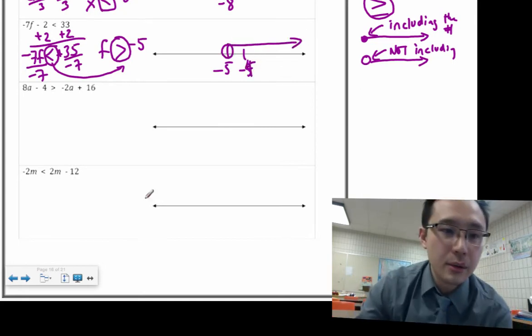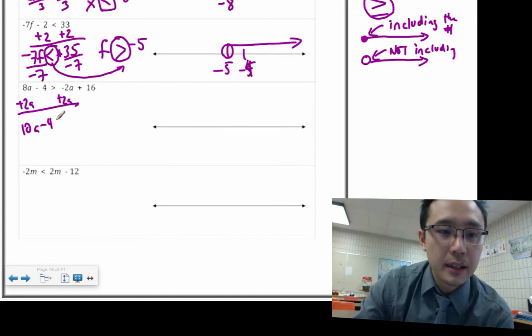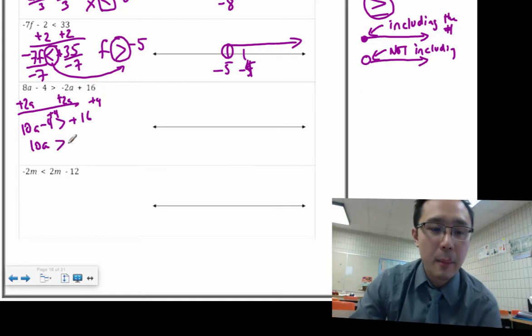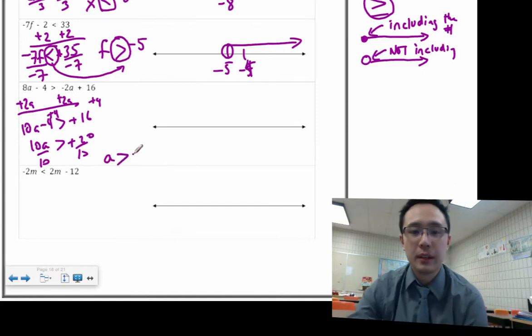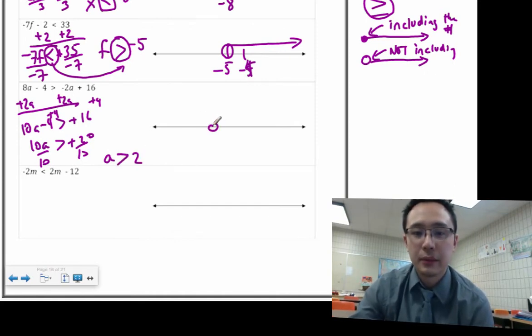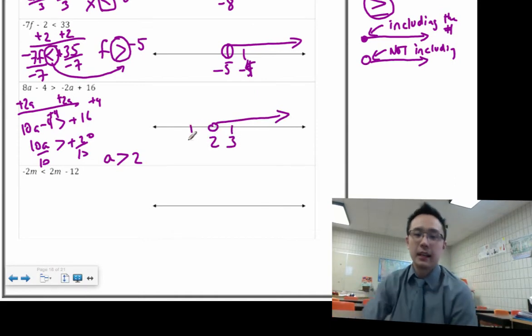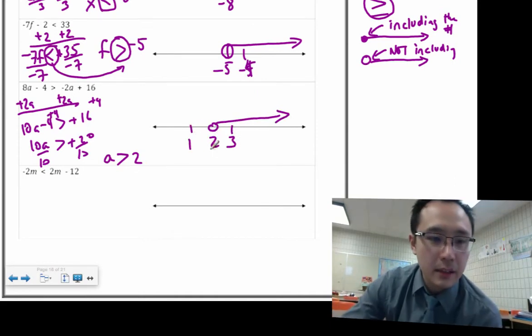Okay. Last two. Plus 2a, plus 2a. This is going to be 10a minus 4 greater than plus 16. 10a, I'm going to add 4, greater than plus 20. Divide by 10, divide by 10. a is greater than 2, not equal to. So greater than 2. This is 2, 3, 4, etc. And then last of all, we're going to go and finish this one.